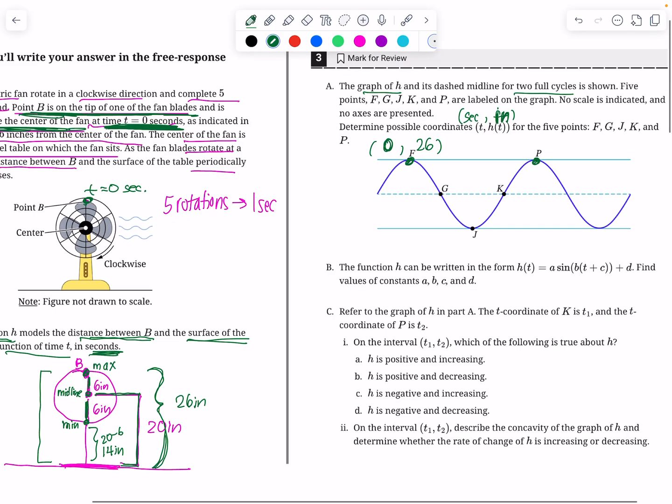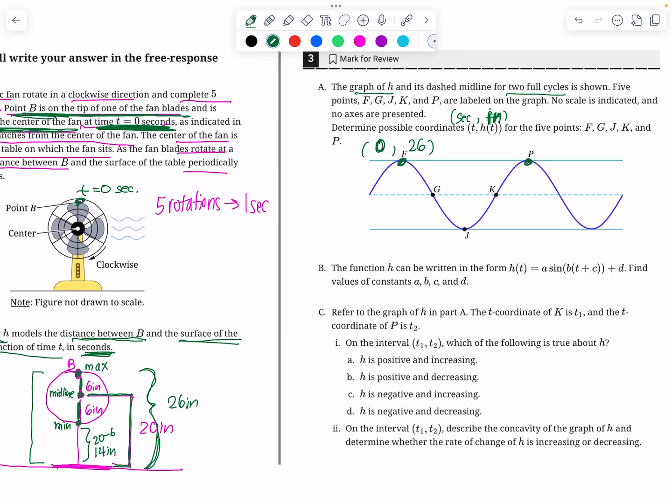And let's continue this idea over here. And remember, the maximum is still 26 inches. Now, what number would go in here? Now, that's a very good question. So remember, this fan goes 5 rotations per second. So I want to know how many seconds would it be for one rotation?